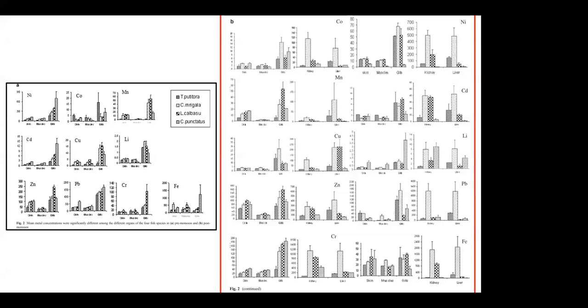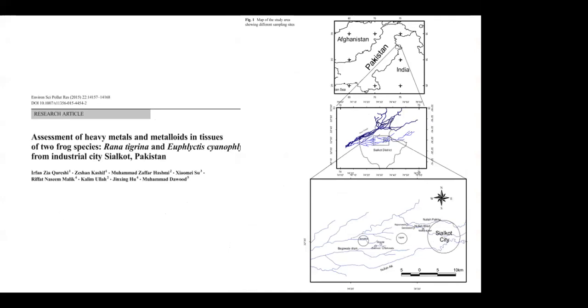You can see here that iron was present at higher concentrations. Lead was also present in higher concentrations. Cadmium was present at higher concentrations, and the same was the case with nickel, as compared to the other heavy metals in different fish species. So this is another study.